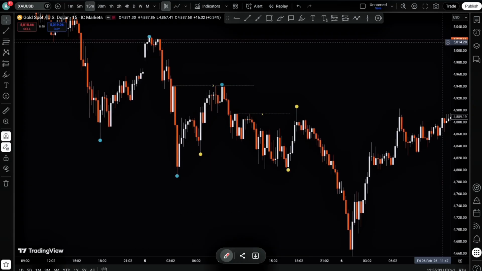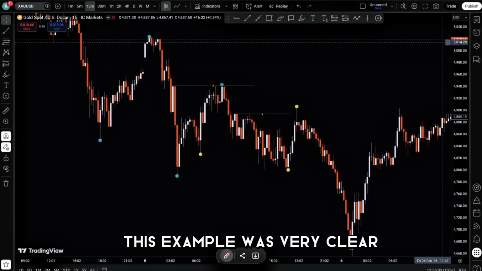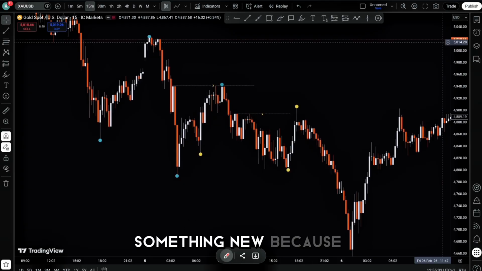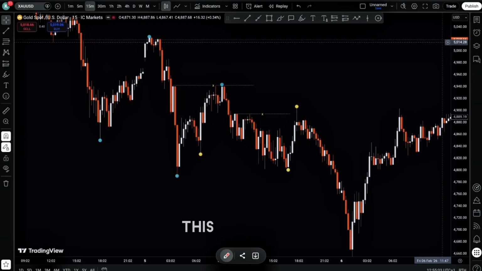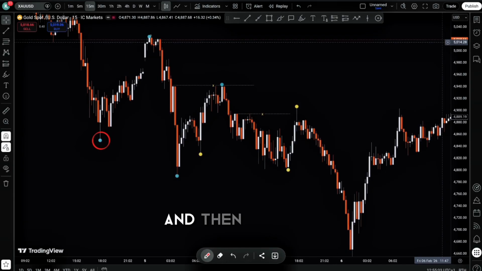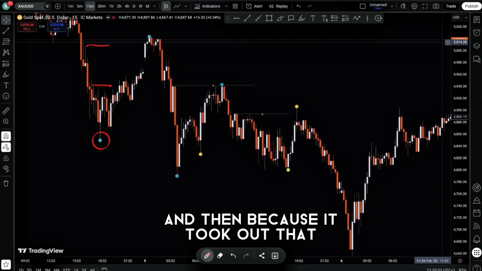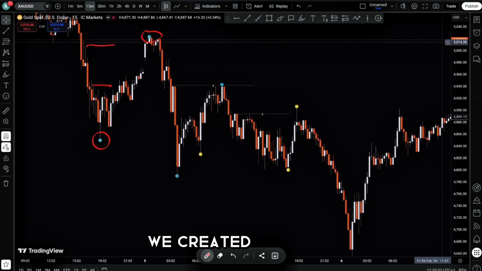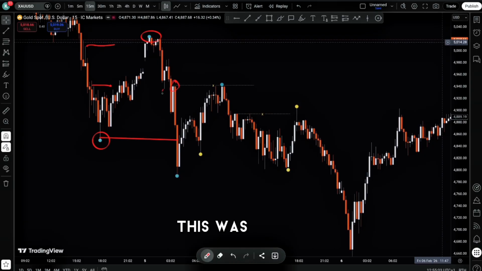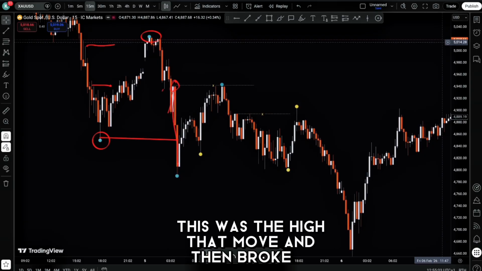So here, this example was very clear, and this is also something that you need to learn something new, because this one we can see here, this was the major low, and then because it took out that and it took out this, we created a high here. That high got this low to be broken. Now we have to trace which high caused the break. We can see very clear this was the high that moved and then broke it.